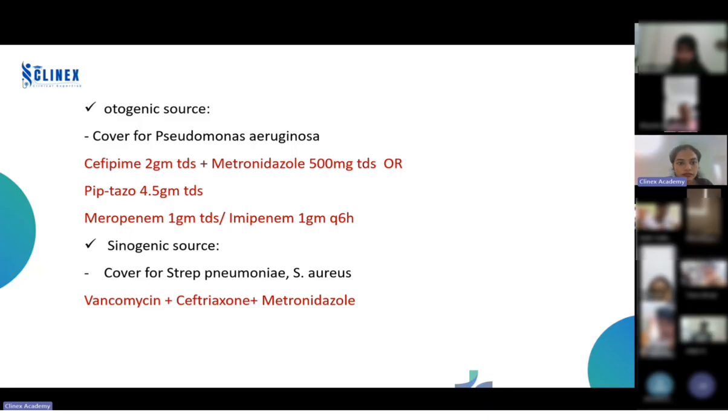Is that clear? Any doubts till this? Because you need to know the antibiotics which you have to give for Pseudomonas. For anaerobic coverage, what are the antibiotics you can prescribe? And for infections like Streptococcus pneumoniae, what is the treatment of choice? You should capture all that from here. Okay, so I hope it is clear for you. Do you want any more clarification till now?